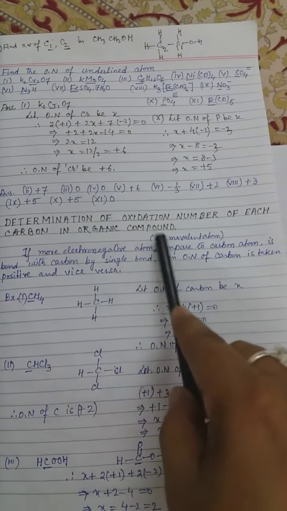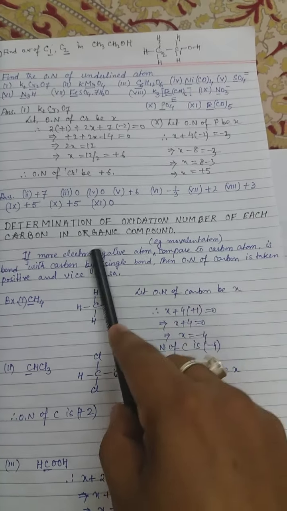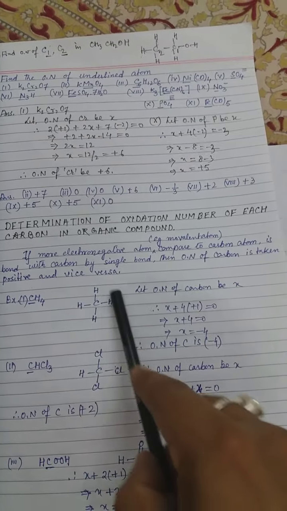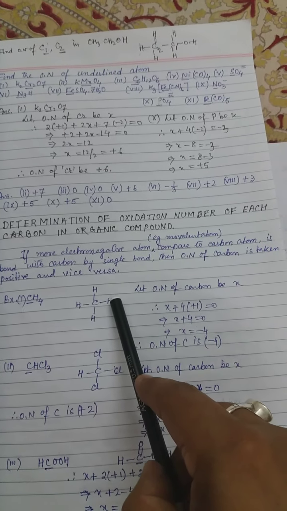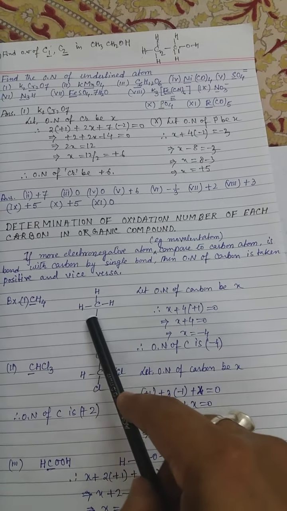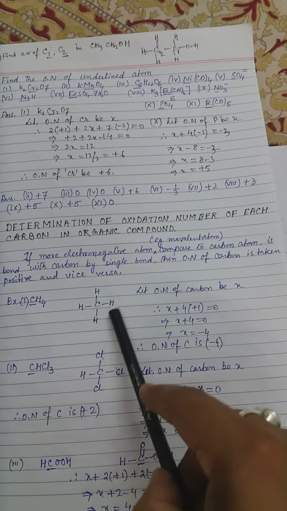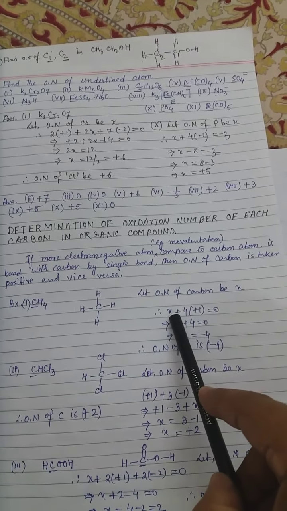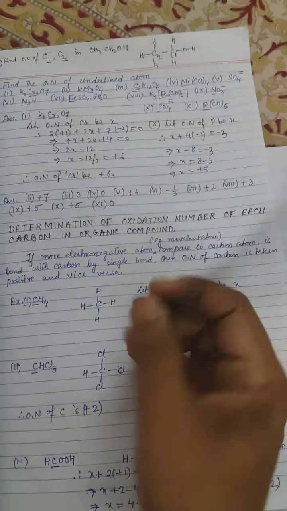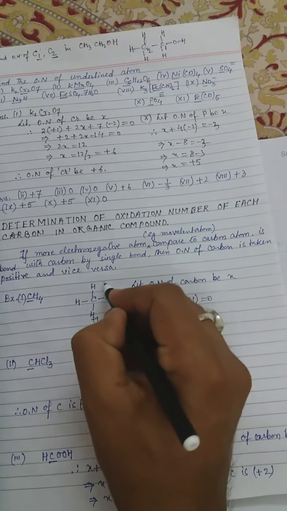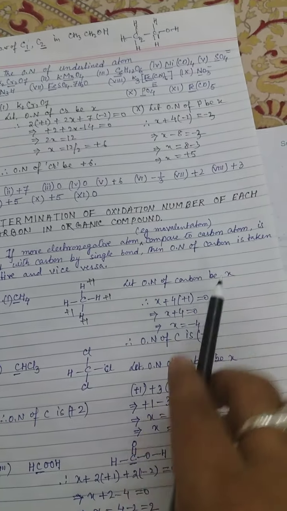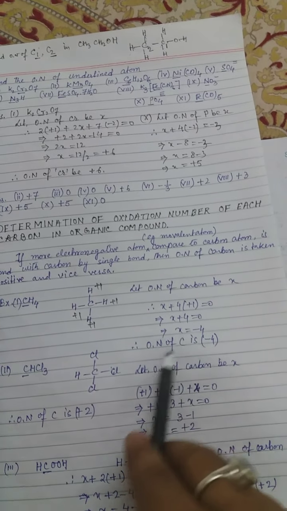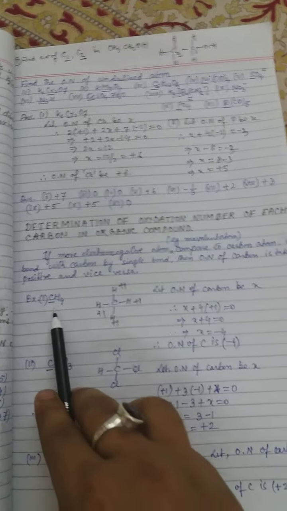Now we consider the oxidation number of carbon in organic compounds. Here we consider methane. Carbon is attached to 4 hydrogens. We know that generally in compounds the oxidation number of hydrogen is +1, and the oxidation number of carbon is considered X. Therefore X plus 4 into +1 equals 0, or X equals -4. So the oxidation number of carbon in methane is -4.